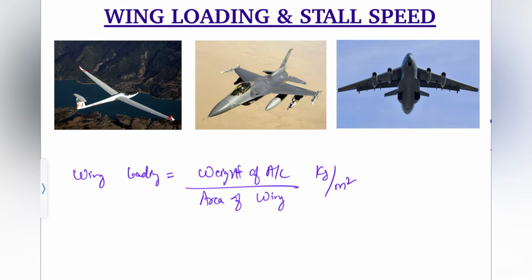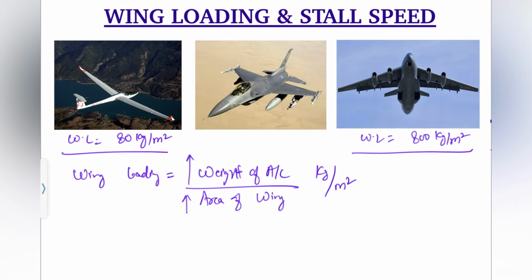Any aircraft which is very heavy has a very high wing loading. For example, the wing loading of a transport aircraft goes up to 800 to 1000 kg per meter square. It's a range. In contrast, a glider has a wing loading of only around 80 kg per meter square, like 10 times lesser, because the area of the wing is very high in the glider and the weight of the aircraft is not as much, so the wing loading is very low, and for the transport it's very high. Fighter is somewhere in between, around 500 kg per meter square. So this is general information.